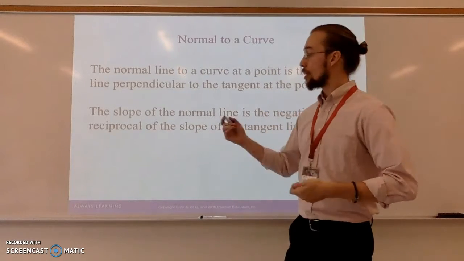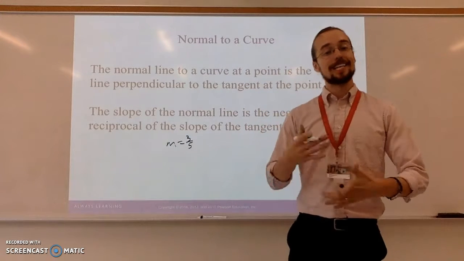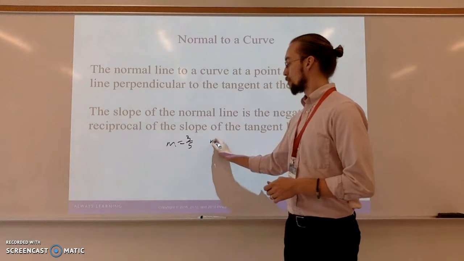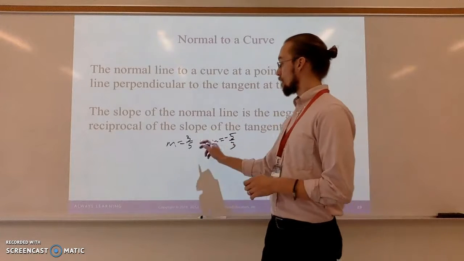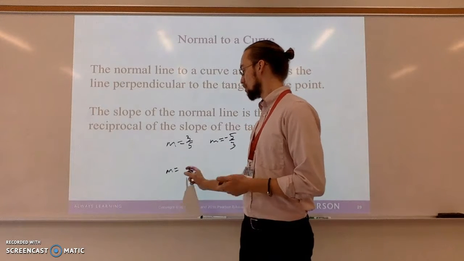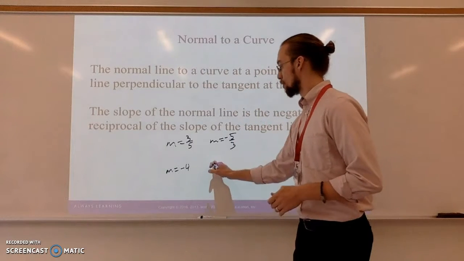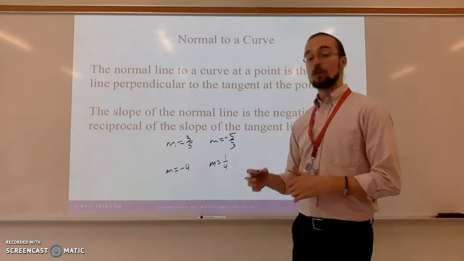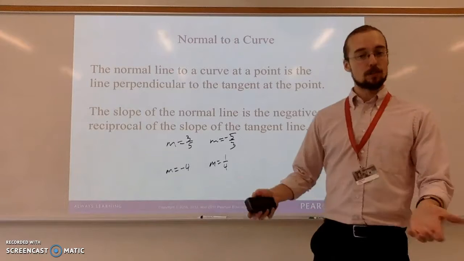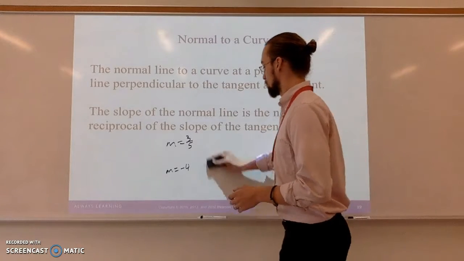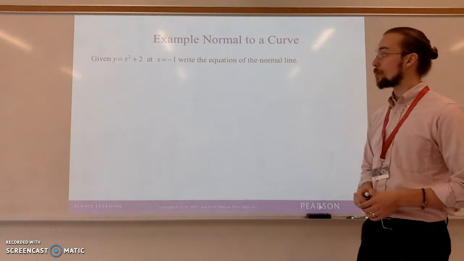So if we found the slope of the tangent line to be 3/5, then its opposite reciprocal would be -5/3. If I found the slope of my tangent line to be -4, its opposite reciprocal would be +1/4. Okay, so just a quick review on perpendicular slopes: they are opposite reciprocals. So let's use that to find a normal to a curve.